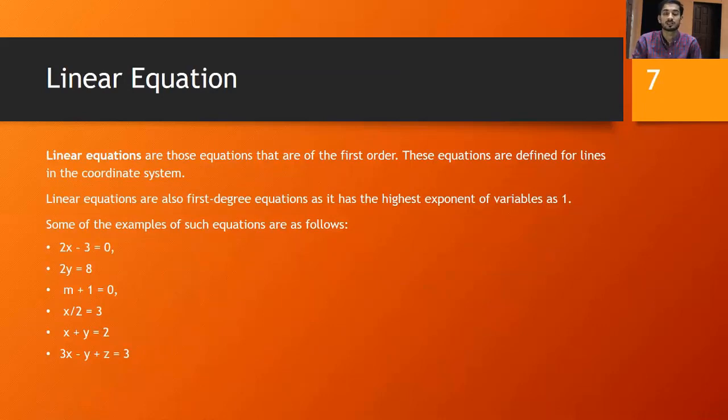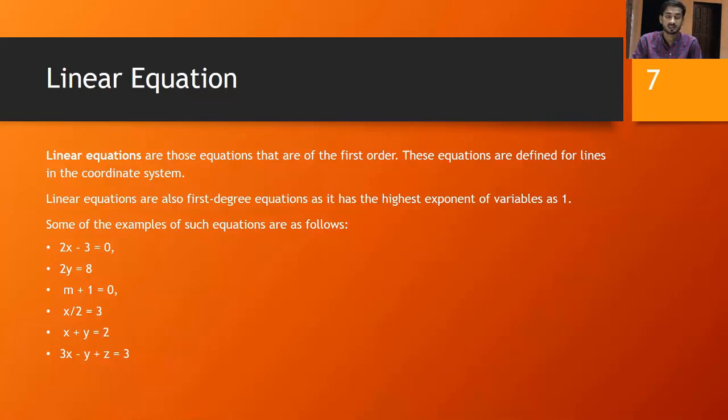So next to the topic, that is linear equation. Linear equations are those equations that are of the first order. These equations are defined for lines in the coordinate system. Linear equations are also first degree equations as they have the highest exponent of variable as 1. Some examples of such equations are as follows. So these are the examples of linear equations.